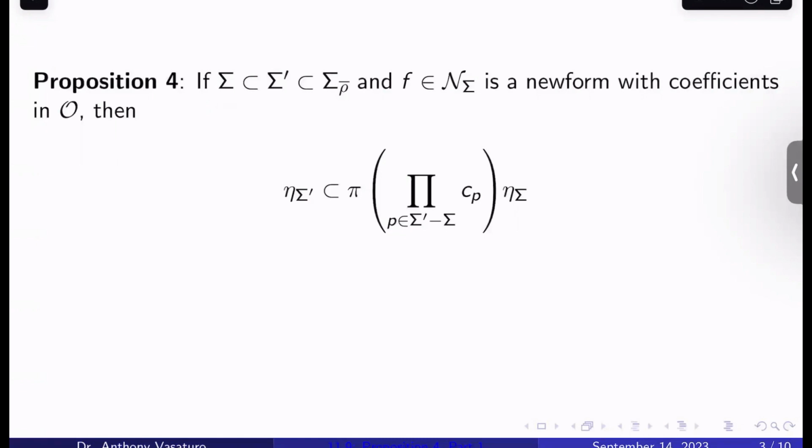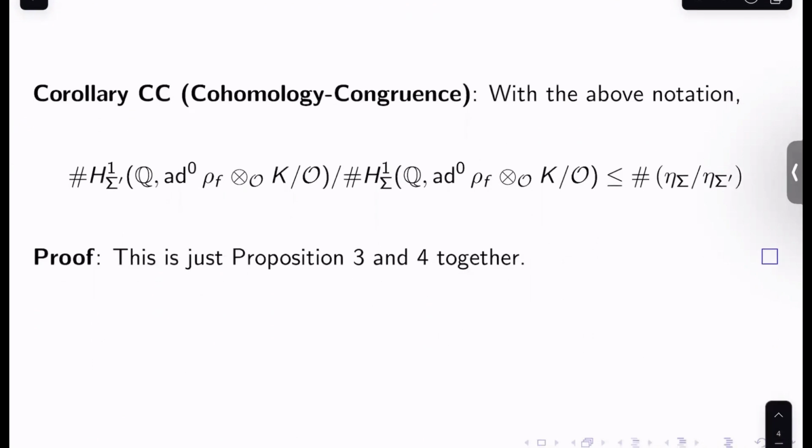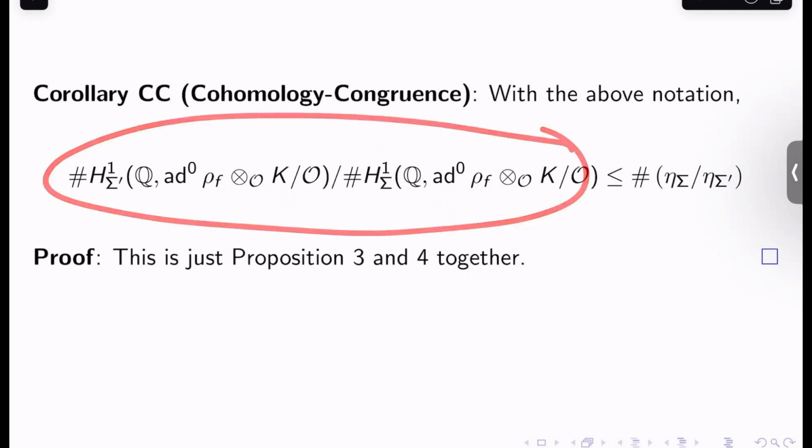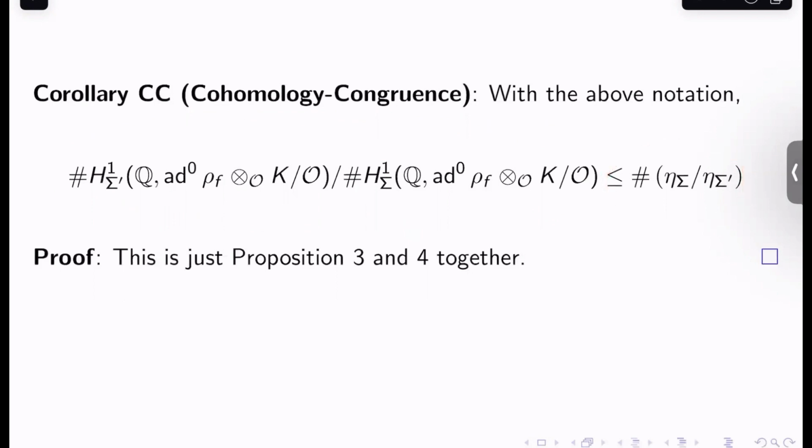So we're going to start proving it right now. But there's a corollary we want to get out of this, which I'll call corollary CC, cohomology congruence. Given the above notation, the following is true. The cardinality of H1 sub sigma prime of Q add 0 row F tensor K mod O divided by the cardinality of H1 sigma Q add 0 row F tensor K mod O is less than or equal to the cardinality of eta sub sigma over eta sub sigma prime. And so this side is the cohomology side, and this side is the congruence side because these are called congruence ideals. And I'll let you check that this is really just propositions 3 and 4 together.